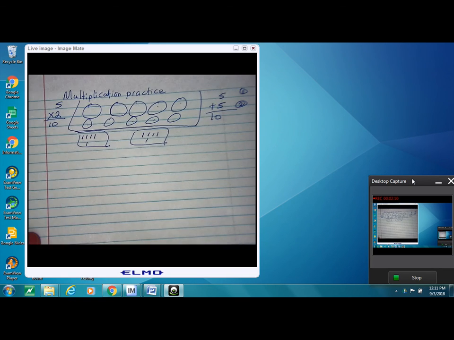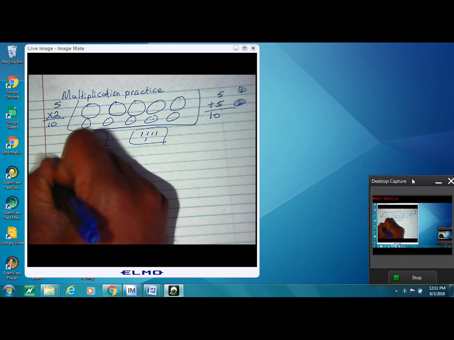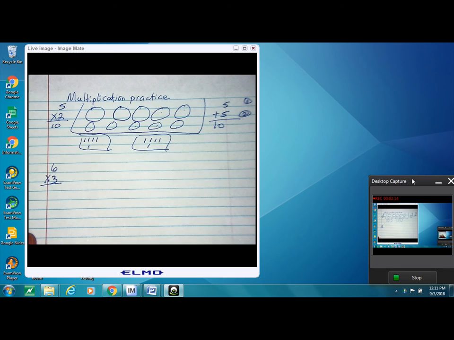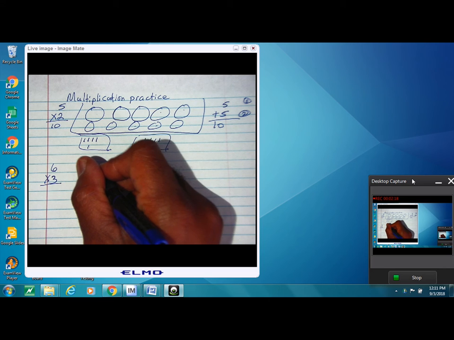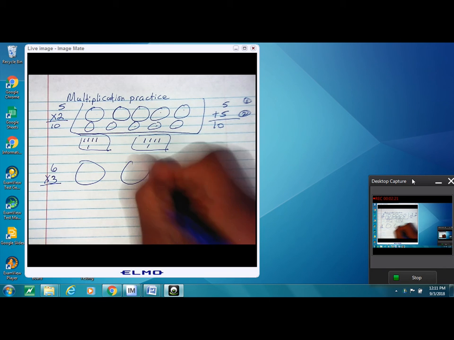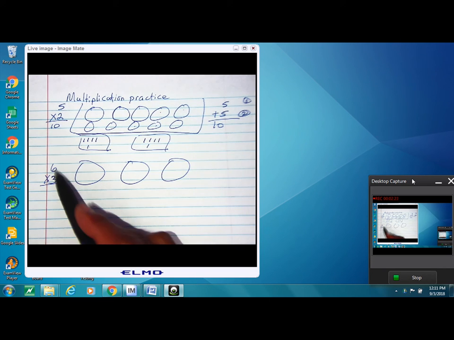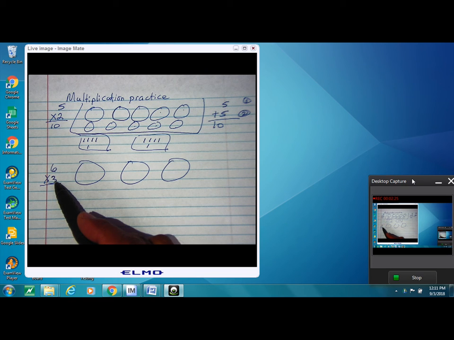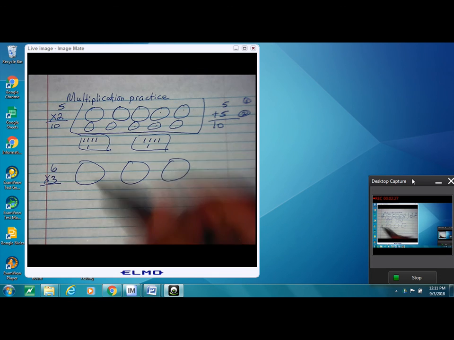So let's do 6 times 3, okay? One thing we can do is we can have 3 groups. Here's one group, here's the second group, here's the third group. This is the number of groups on the bottom. This is how many is in each group.